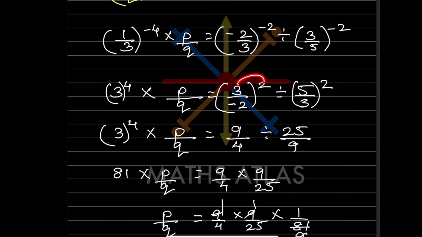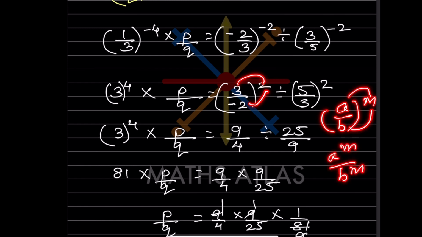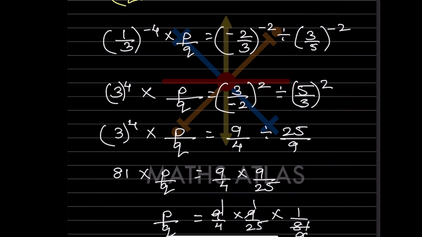Here we have to multiply this into this. Whenever we have a by b raised to m, that is going to be a raised to m divided by b raised to m. This is very important because many of them just multiply this one and keep this as it is. So now this is going to be 9, and this is negative. So negative 2 square, that will be negative 2 into negative 2. Now we have only two negative signs, means that is an even number. So that is going to be positive. So that is going to be 4. Here this is going to be 25 by 9.